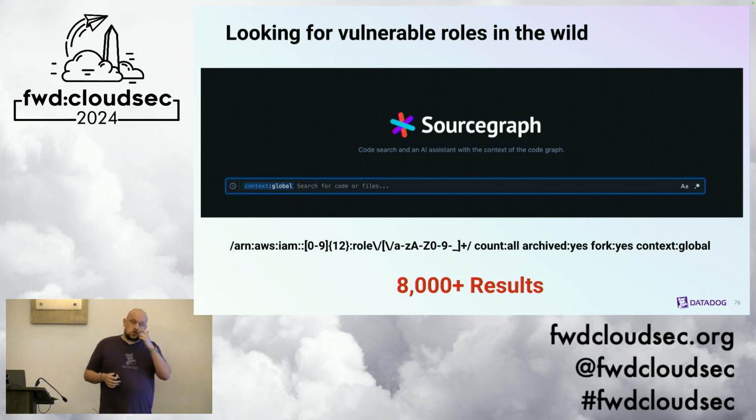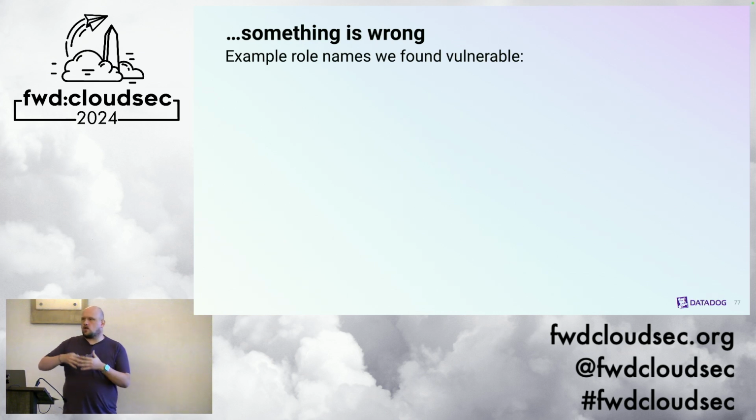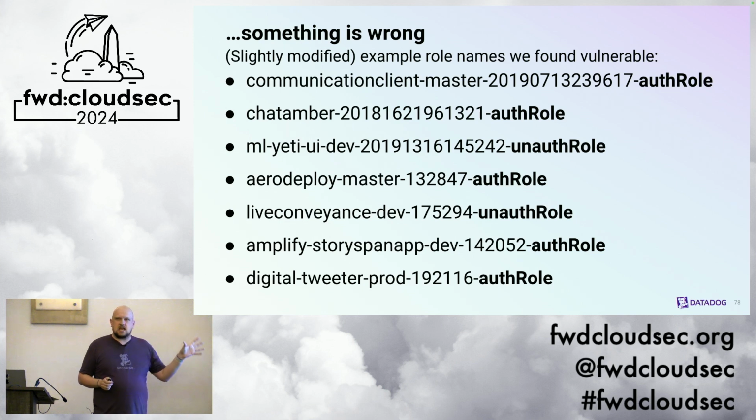From there, we tried to assume each role twice. Once unauthenticated, once authenticated. We let the automation run, and within seconds, it was very clear something horribly wrong had happened. Remember, this was across all of public GitHub, across teams, organizations, individuals, and companies. So why was it that the overwhelming majority of roles we found vulnerable all had this weirdly specific naming convention? What you see here on the slide are real roles that we found in the wild that were vulnerable, which we've slightly modified so as to protect the identity of their owners.